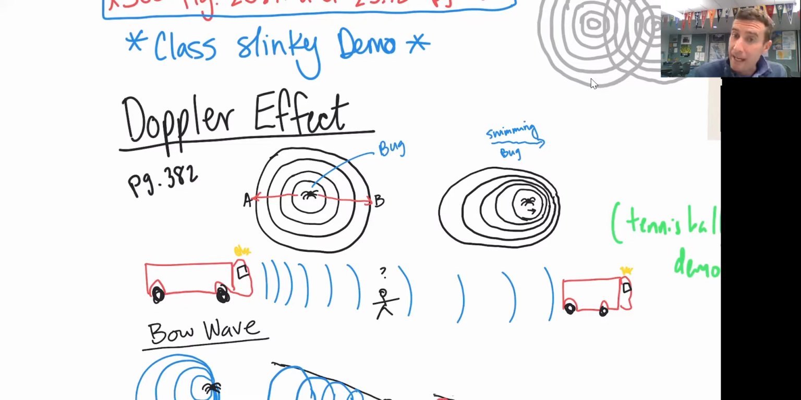But if the bug is swimming in one direction, now all of a sudden, as the bug makes the waves, it's swimming towards the wave it just made, and it's swimming away from the wave on the other side that it just made as well. So if A is still over here and B is over here, well, now B is going to receive the waves really fast. See how they're all stacked up on top of each other? And A is going to receive the waves at a less frequent rate because the bug is further away every time it creates a wave.